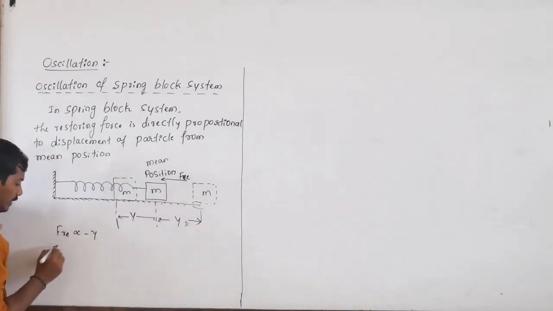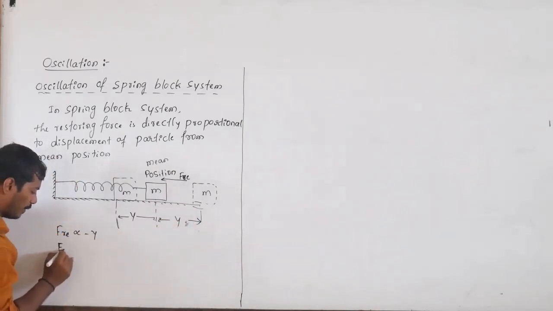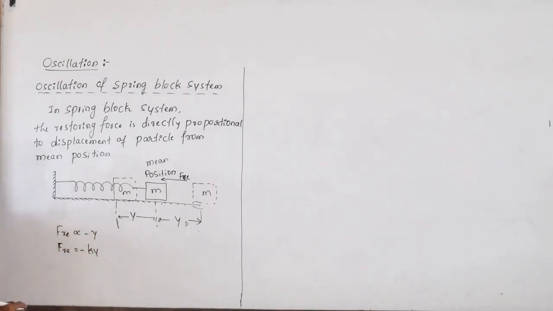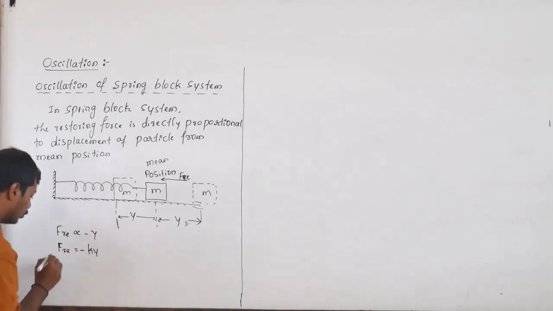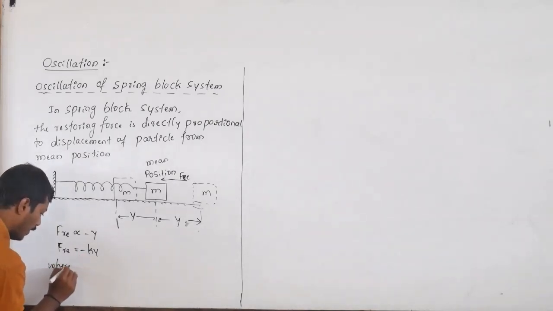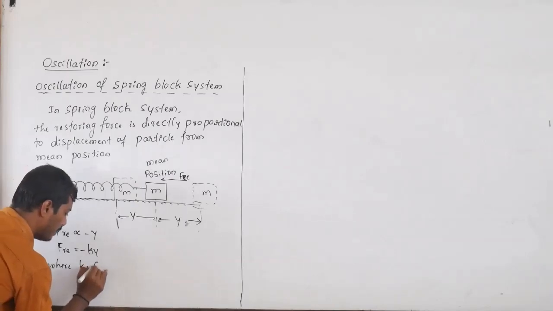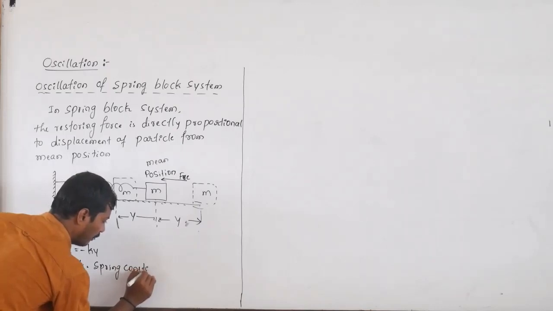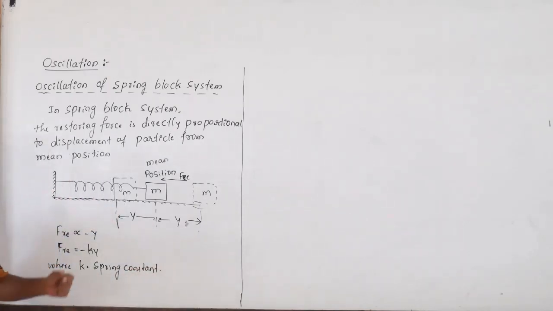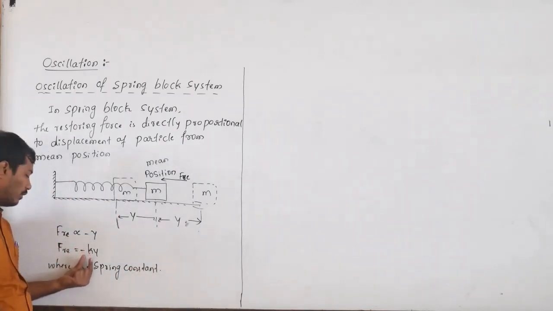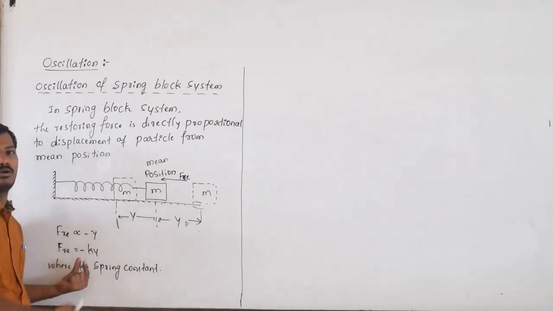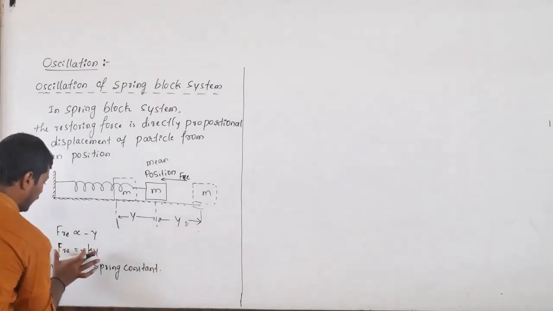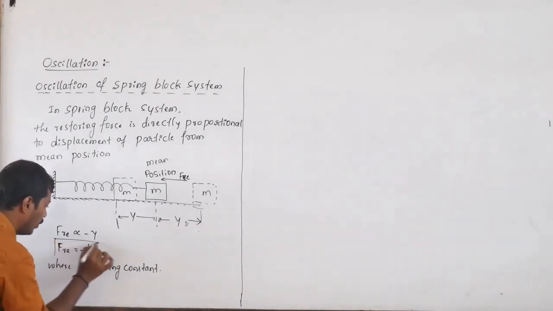Next, if you remove this proportional sign, the restoring force equals minus k into y. Here k is called the spring constant. This spring constant depends on both the restoring force as well as the displacement of the body.